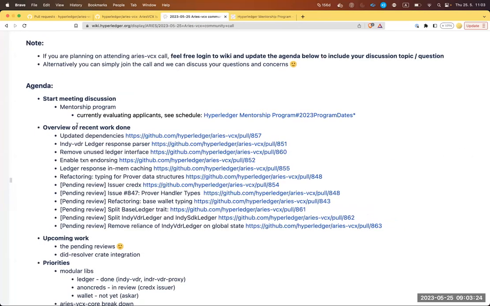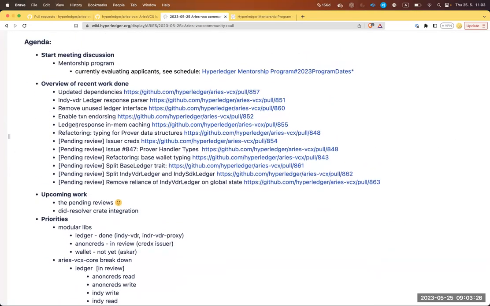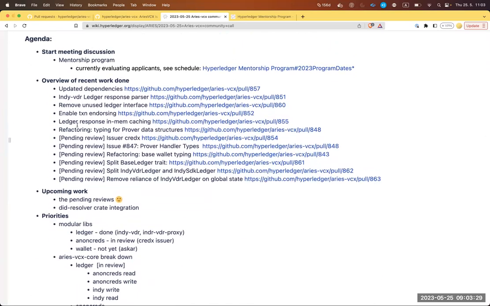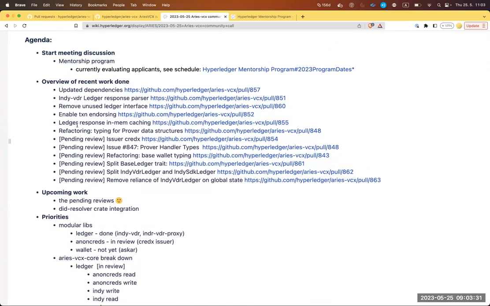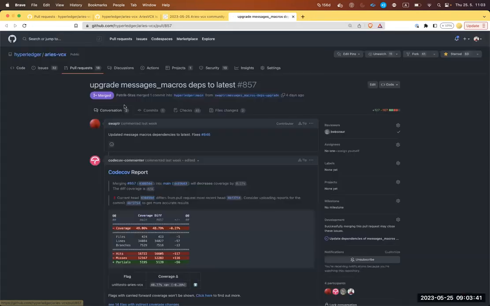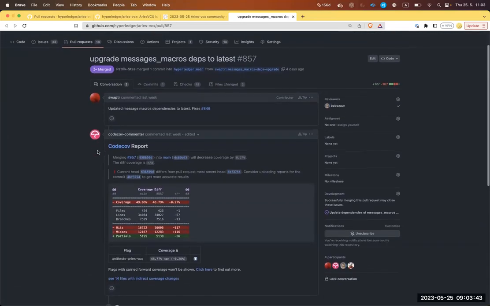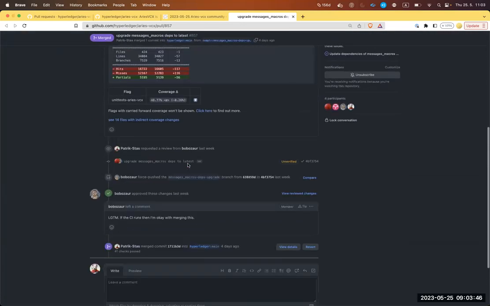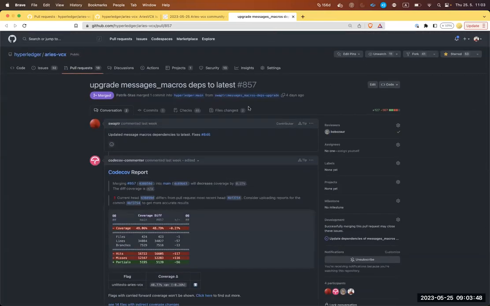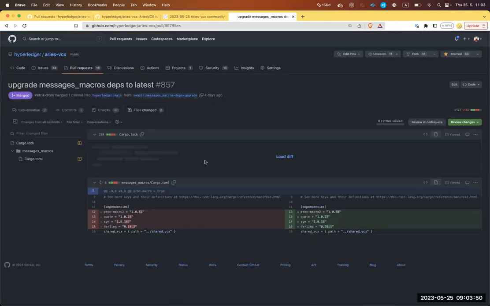But moving on to our usual stuff, we have a big list of PRs finished this week. So let's go through it very quickly. First of all, Swapter's contribution to update some dependencies. That was probably easier than expected, as no code modification had to be done, but nevertheless, it's good to have this in.